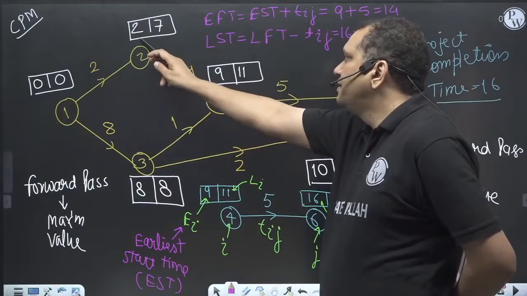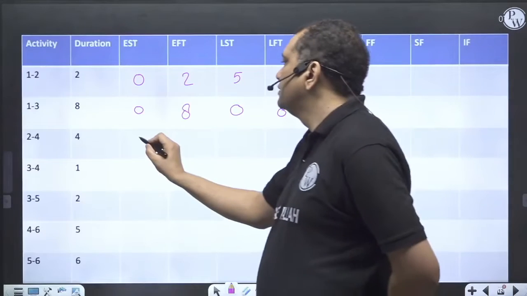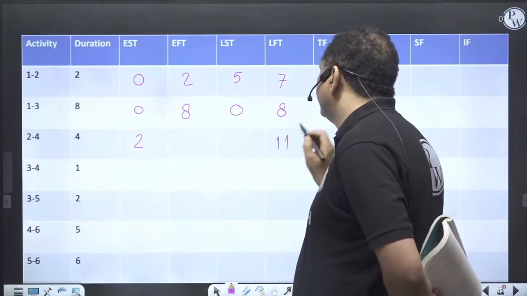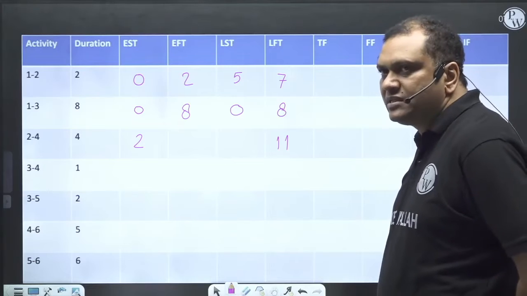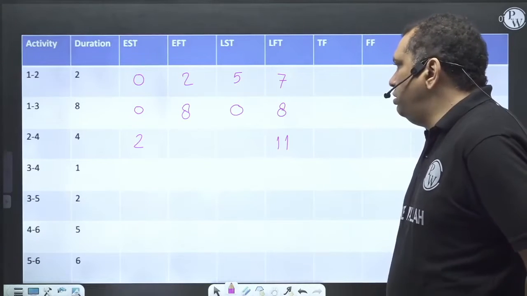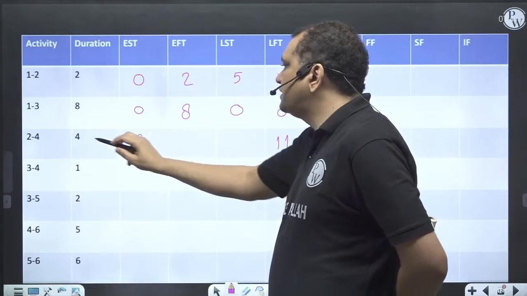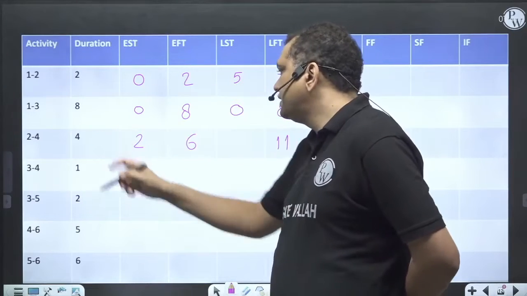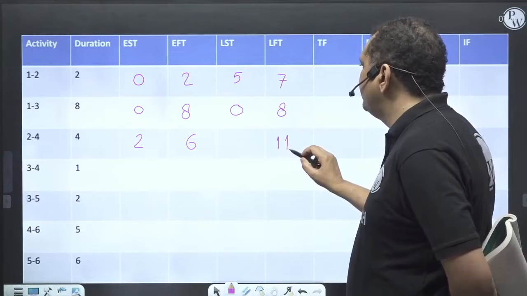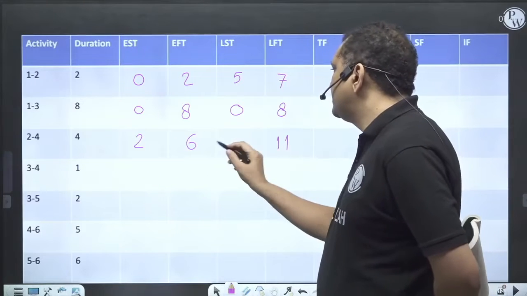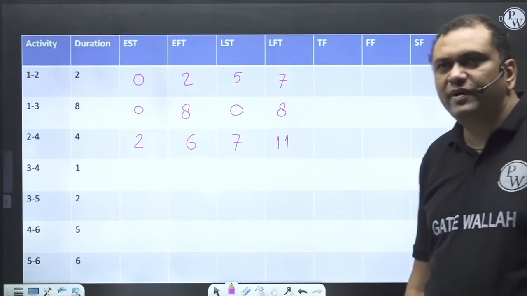See activity 2 to 4. Earliest start is 2. Latest finish is 11. You can also verify with your precedence diagram because my precedence diagram is 2 slides before. Earliest finish time means earliest start time plus Tij. 6. Correct? Latest start time means latest finish time minus Tij. So 11 minus 4 is 7. I hope everybody is doing well.